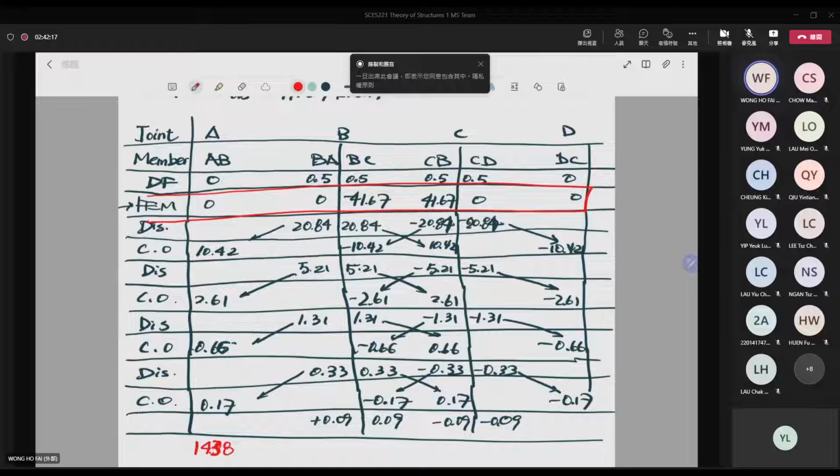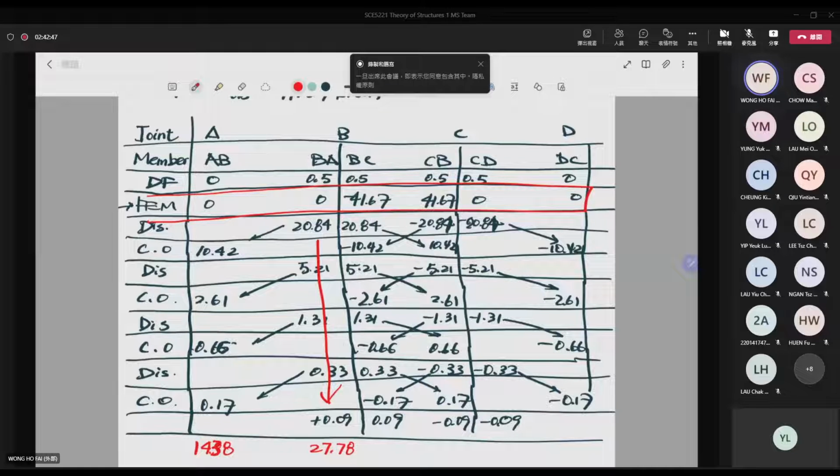And then again, you will calculate the one here. From here, you will add all of them together. So 20.84 plus 5.21 plus 1.31 plus 0.33 and then plus 0.09. So it's 27.78.